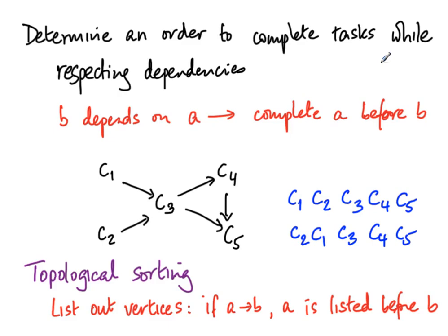What we will show, on the other hand, in this lecture is that if the graph is acyclic, that is, if we have a DAG, then we can always efficiently compute a topological sorting of the graph.